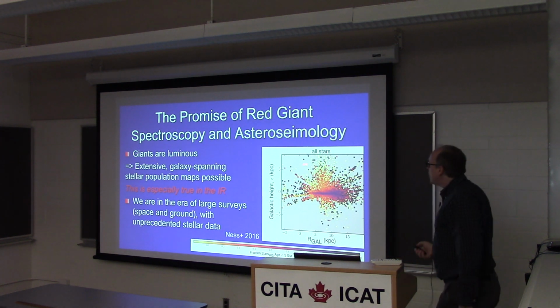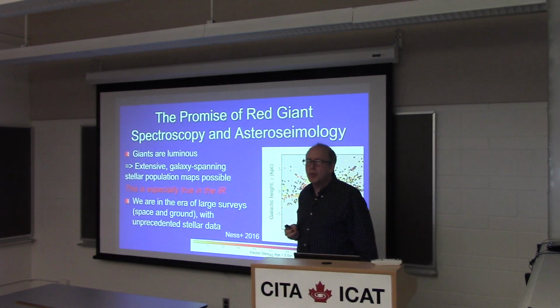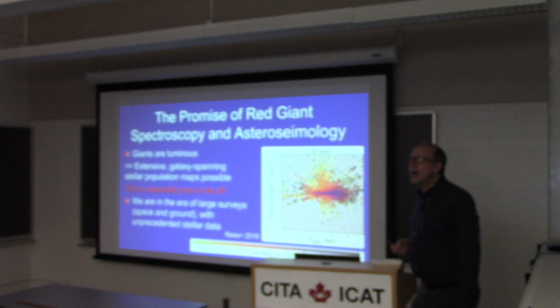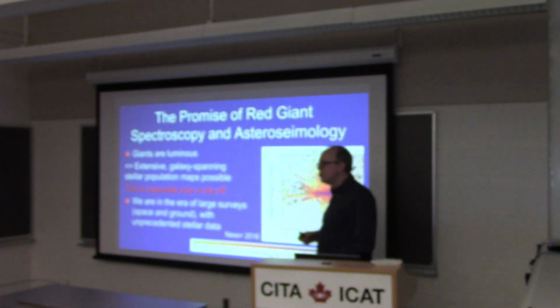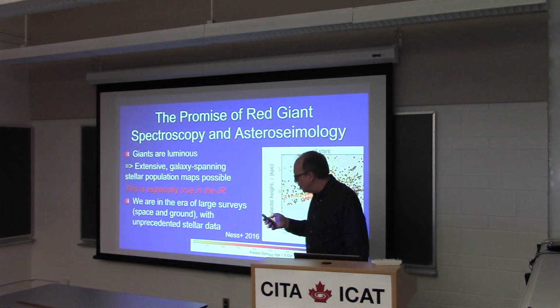Now, much of this work focuses on red giant spectroscopy and asteroseismology, and I think the reason for this is pretty clean. Red giants are incredibly luminous, and that implies that if you wanted to trace galactic populations over large distances, you want luminous stars to do it in.